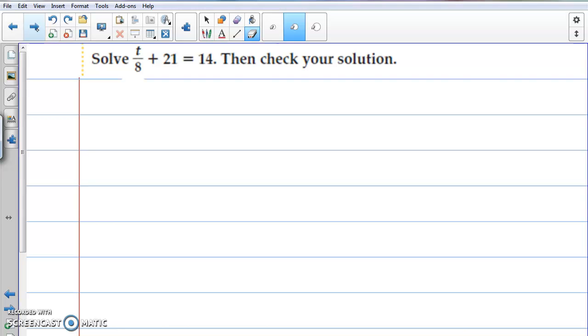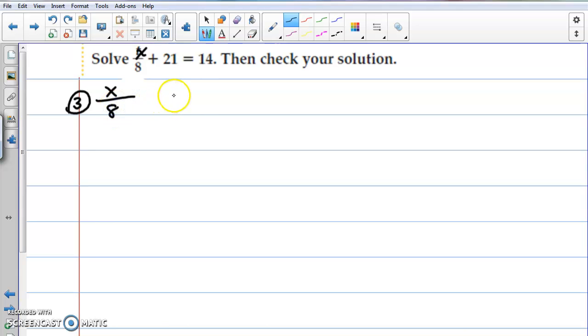Alright, so our next one is t over 8. Let's change t to x. I don't like t's. Sometimes t's look like plus signs. So x over 8 plus 21 equals 14. So same thing. Our first step is going to be to get the variable by itself by transposing what's being added or subtracted. So since my x is here, plus 21 is being added to it, we're going to transpose that to the other side.